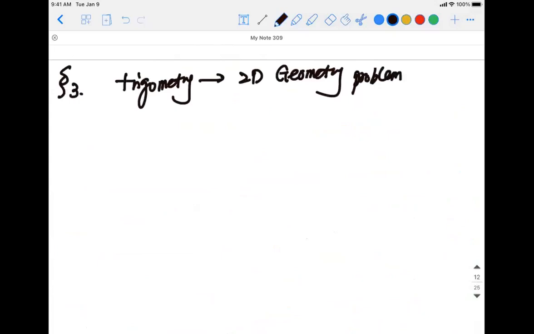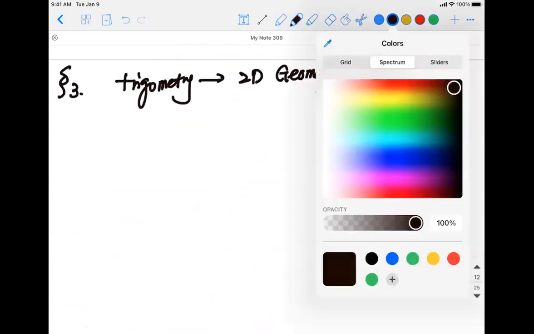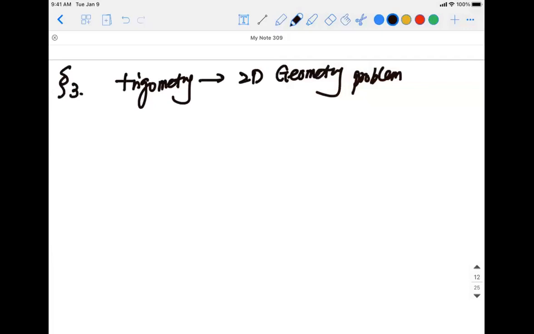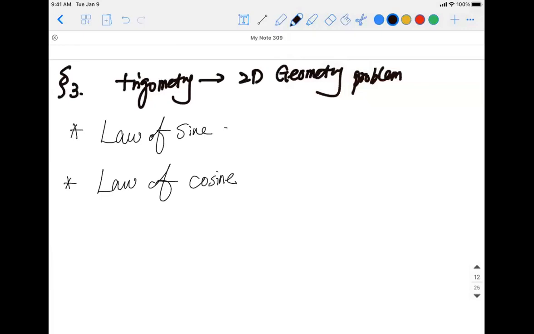But you really can't solve the problem right away. You have to learn some tools in order to help you solve the problem. So we're going to talk about the law of sine and the law of cosine. We talked about sine, we talked about cosine, right? Now we're going to talk about the law of sine and law of cosine. That's actually very important. These two things help us solve 2D geometry problems.